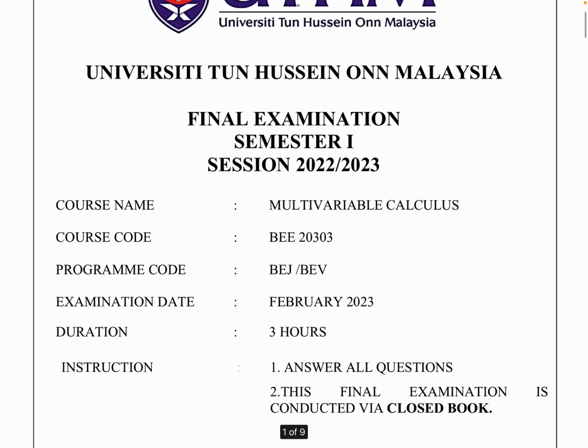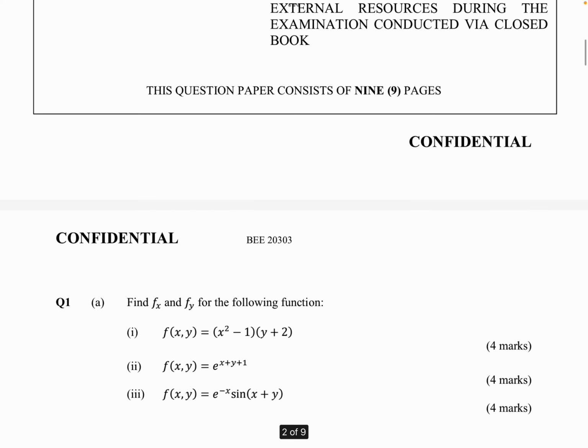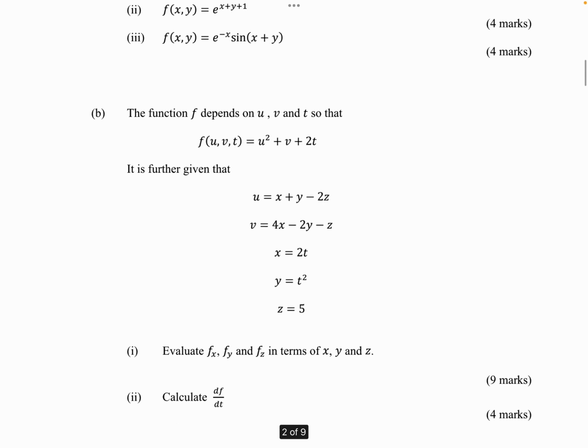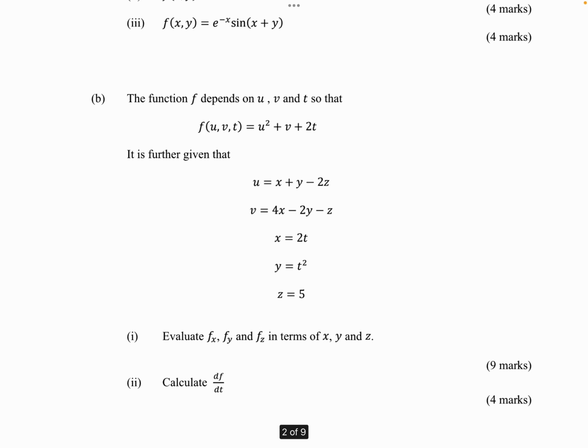Hi everyone, so now let's look at the final examinations for semester 1 session 2022 and 2023. We have tried question 1A in our tutorial sections and question 1B also in our tutorial sections. Maybe section 1 is not complete because we continue in section 2.